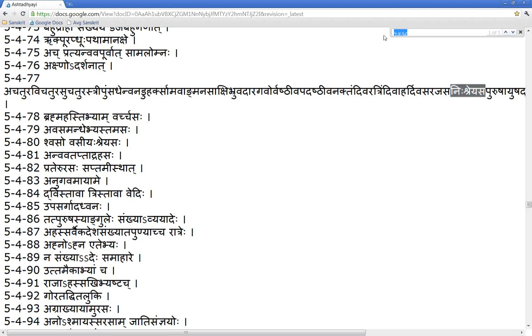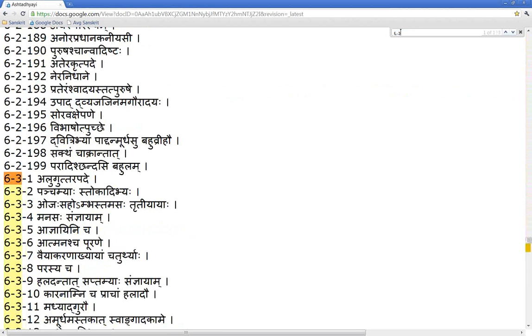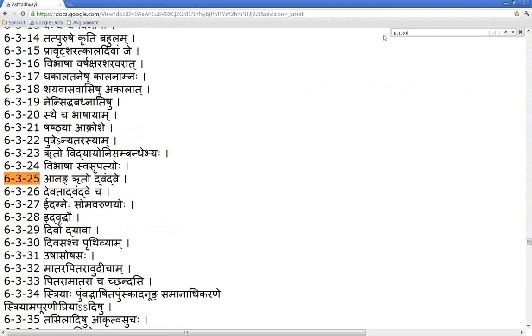Again, because this is changes happening to the Purva Padam, we are going to go to 6.3. Sutram is Anangruto Dvandve, and then Devata Dvandve cha, and then also Idagnehe Somavarnayoho, this is one more Sutram which we see today, and then Divasascha Prithivyam.